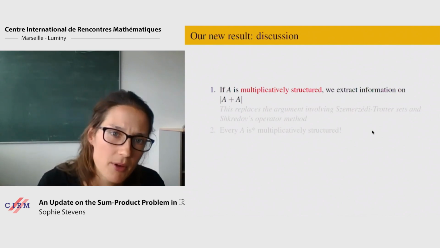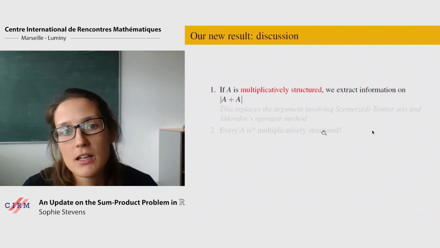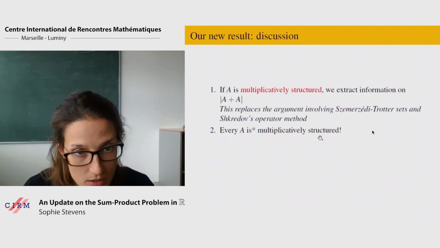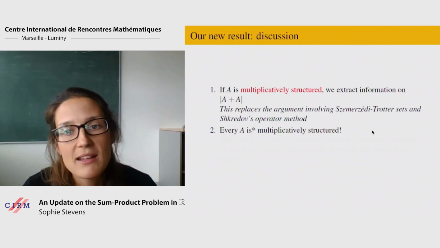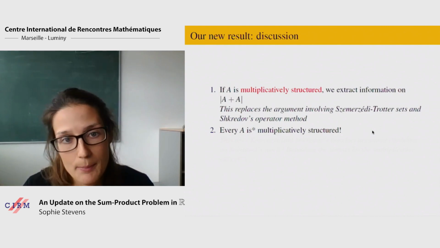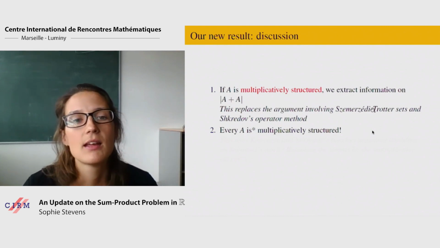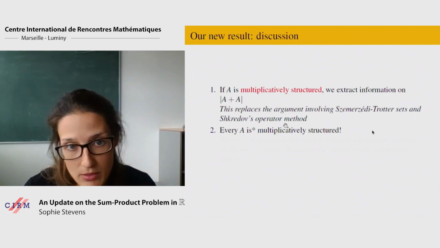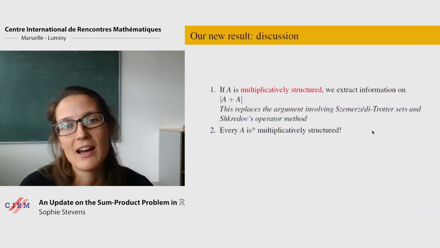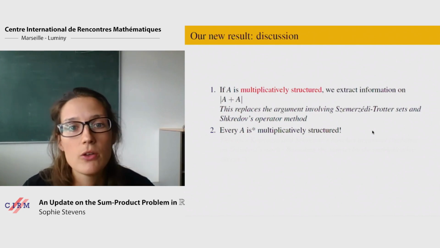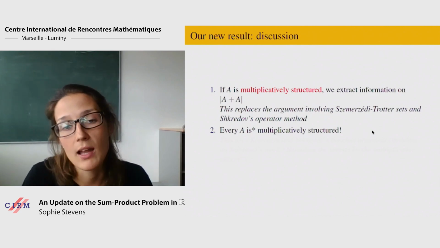The first bit, if A is multiplicatively structured, then we get information on the sum set. This in particular replaces the argument of Konyagin and Shkredov using semi-regular tractor sets. It replaces the notation of D plus of A, and the actual argument itself is a form of Shkredov's operator method. Shkredov's operator method is a lovely use of linear algebra and eigenvalues, and this is just saying that we can get different results if we use a slightly different method.